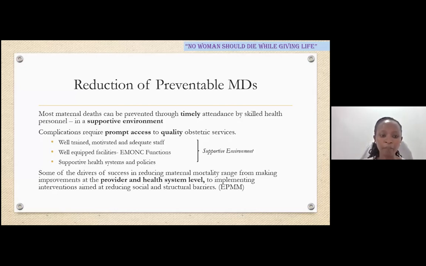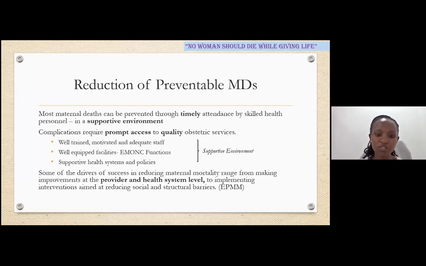So that's why we're emphasizing timeliness, so prompt access to quality obstetric services. And the supportive environment that we are talking about, we need a well-trained, motivated, and adequate staff to handle these patients, working in well-equipped facilities, and these are facilities with the EMONC functions.